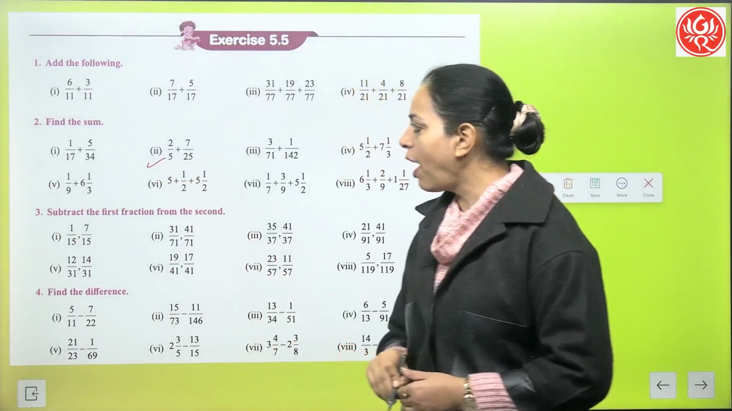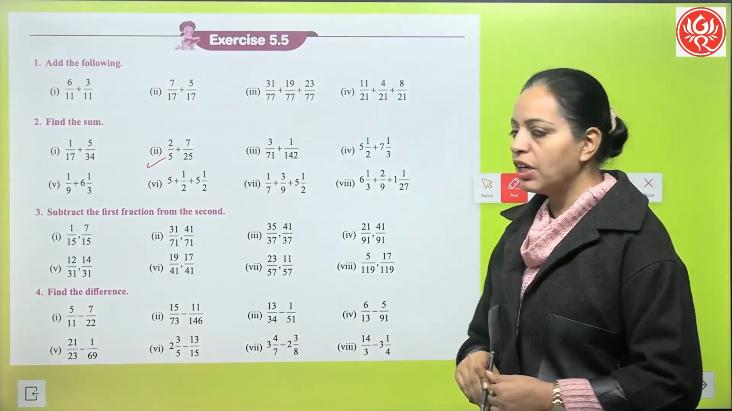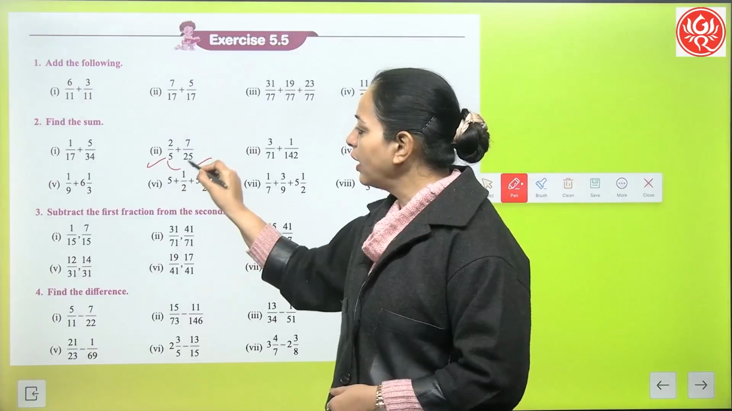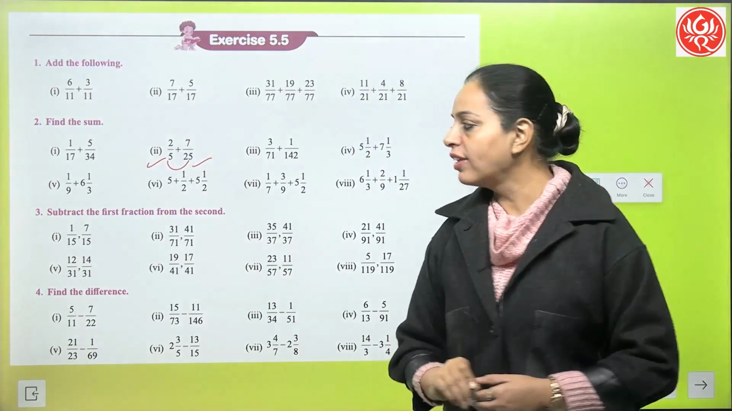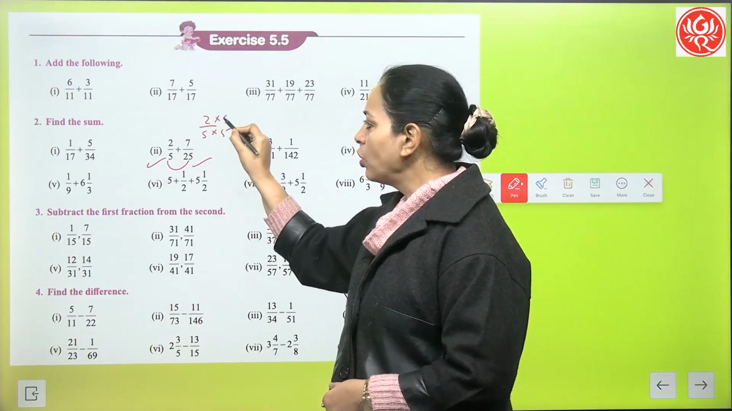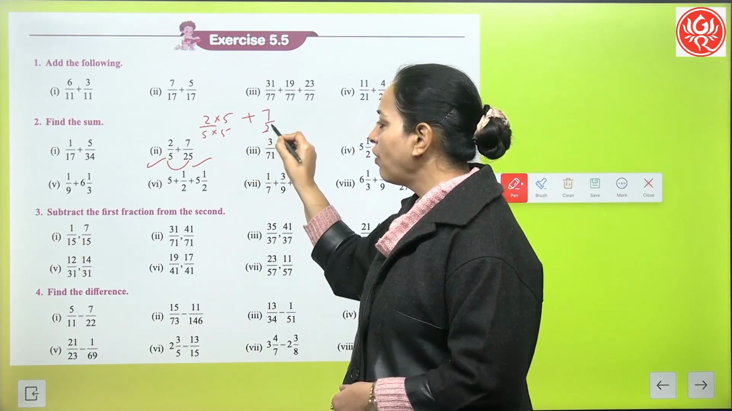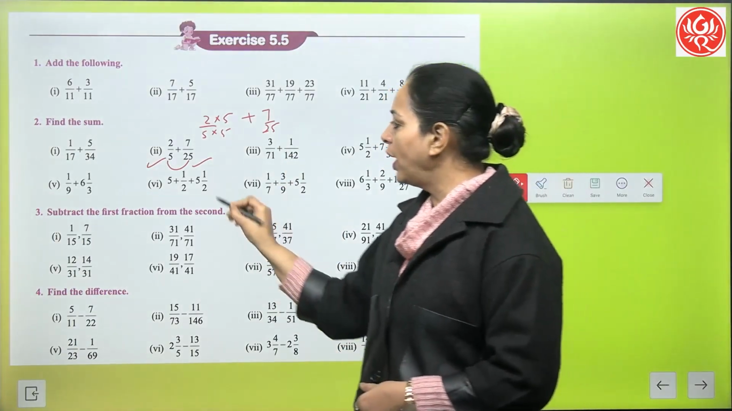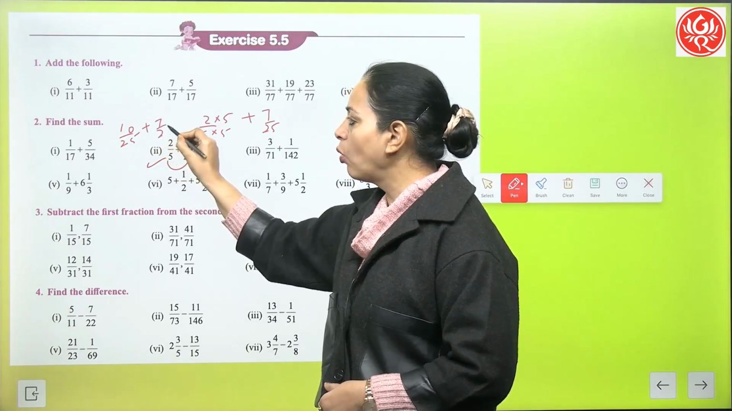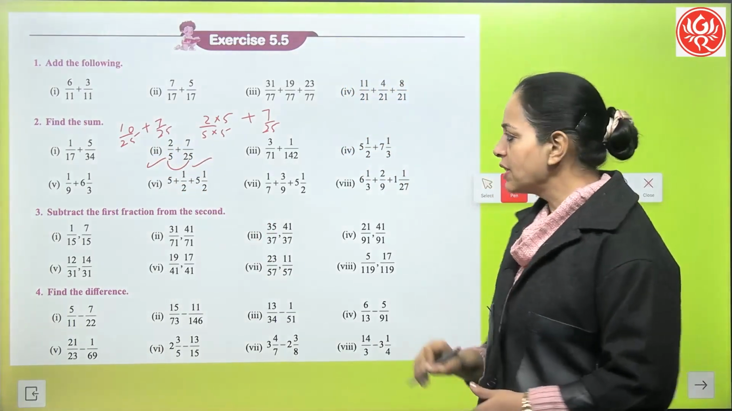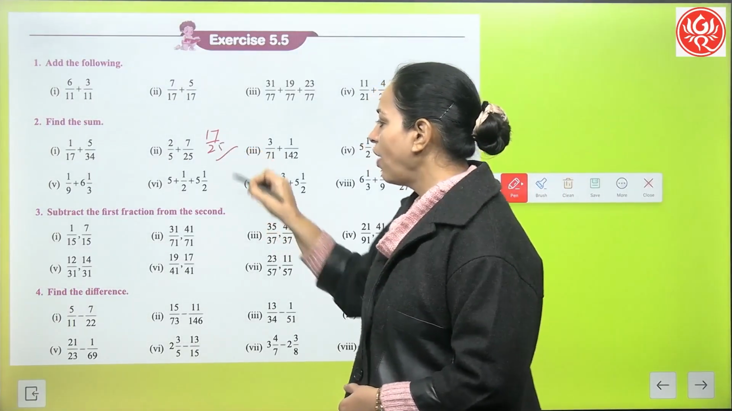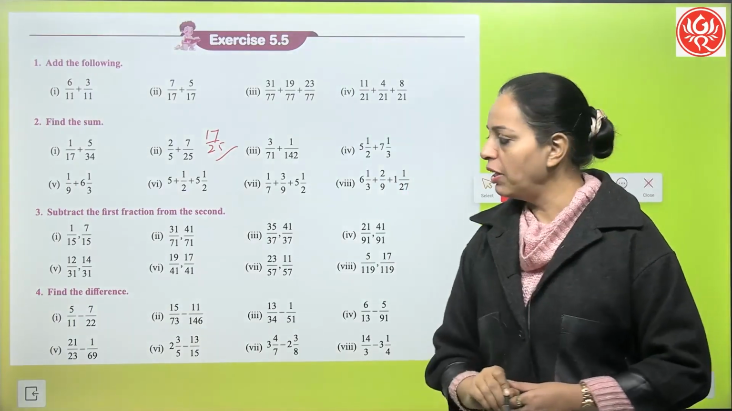Okay. Now second question, find the sum. Like here second part, 2/5 plus 7/25. These are unlike fractions. What will we do? Take the LCM of the denominators, that is 25. So 2/5, 2 into 5, and 7/25 as it is. So what will you get? 10/25 plus 7/25. So 10 plus 7, that is 17/25. Similarly, we can try the remaining parts.